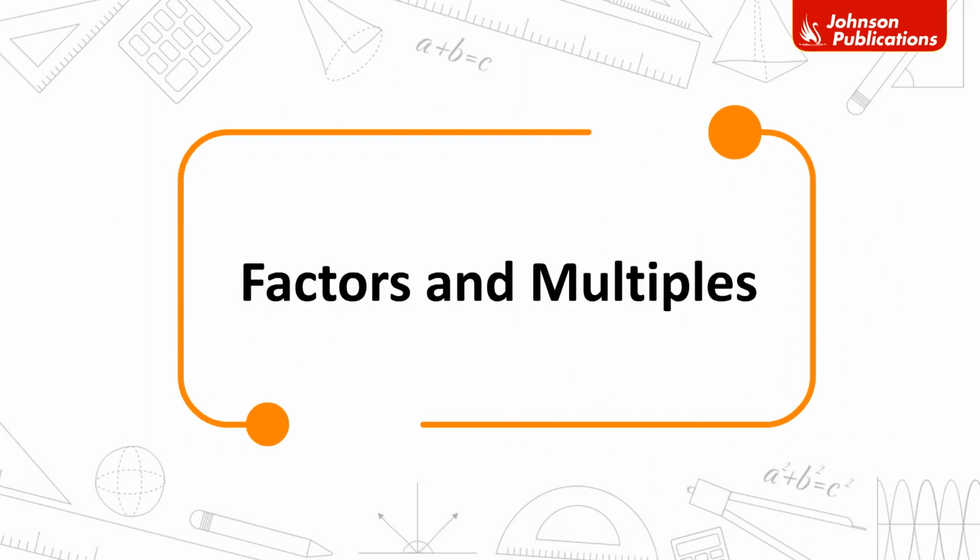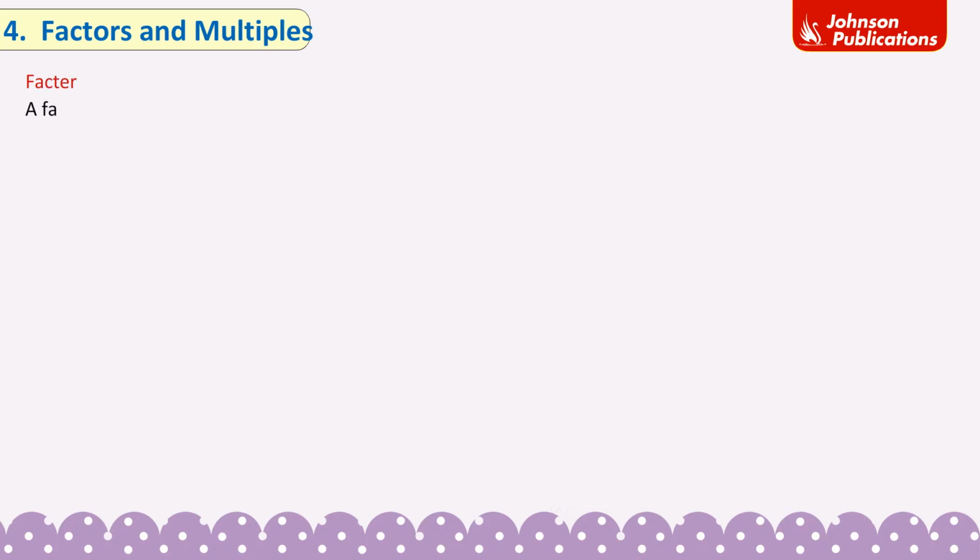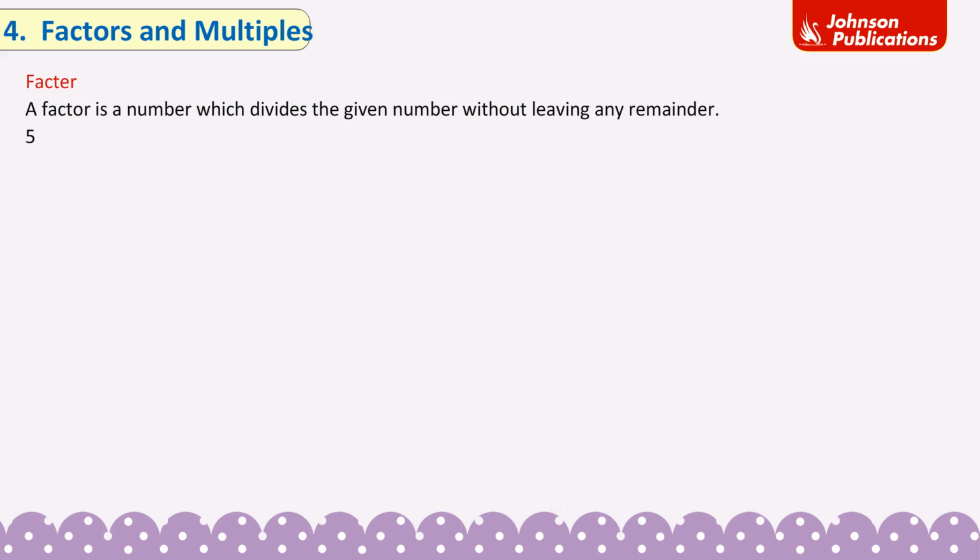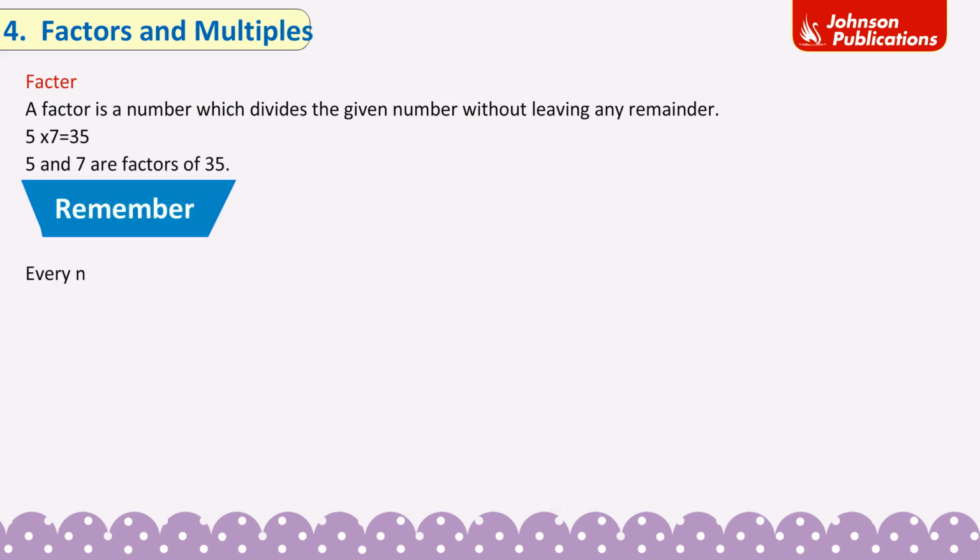Factors and multiples. Factor. A factor is a number which divides the given number without leaving any remainder. 5 multiplied by 7 equals 35. 5 and 7 are factors of 35. Remember, every number has at least two factors, 1 and the number itself.